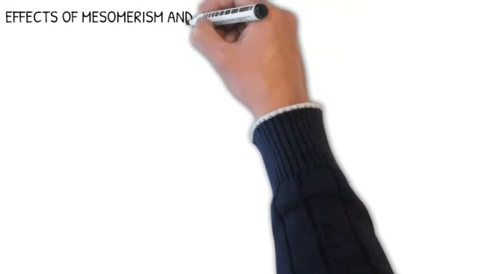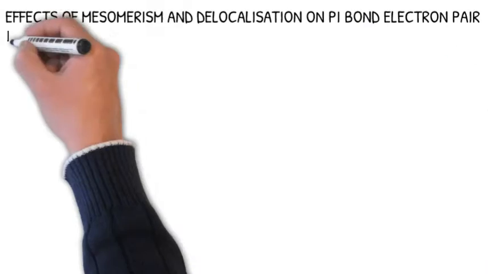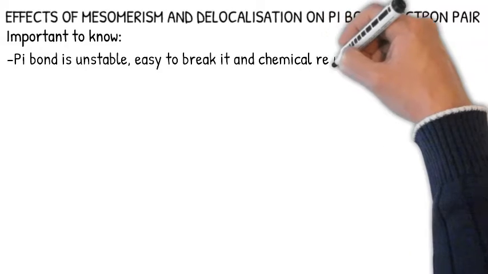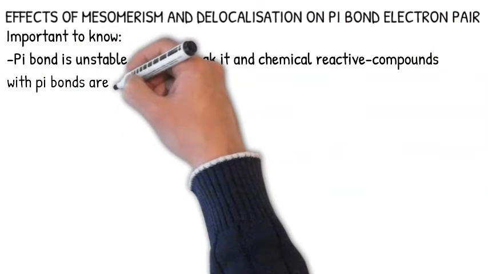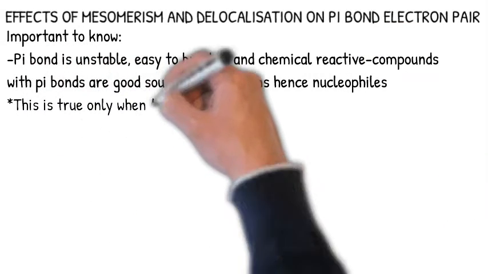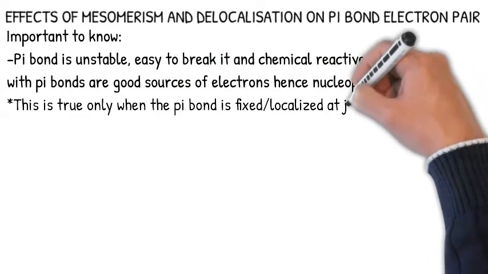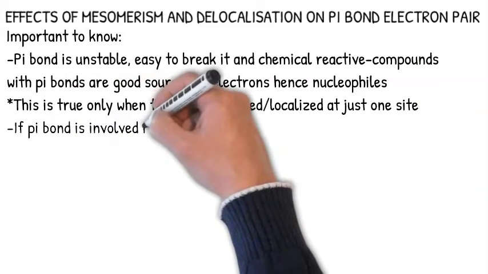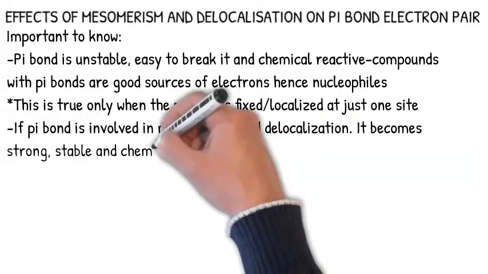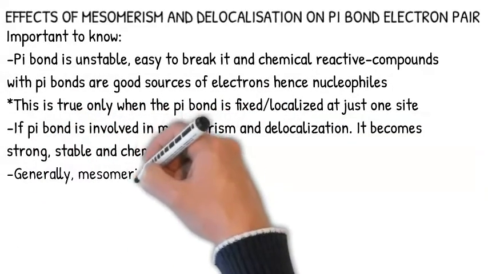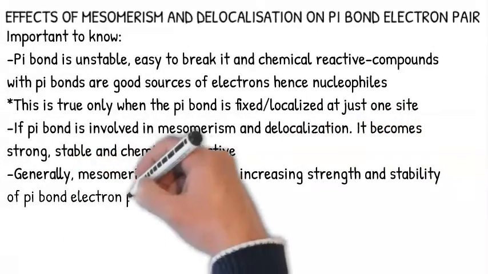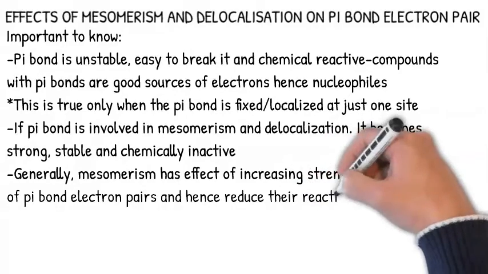Effects of mesomerism and delocalization on pi bond electron pair. Important to know: pi bond is unstable, easy to break, and chemically reactive. Compounds with pi bond are a good source of electrons, hence nucleophiles. This is true only when pi bond is fixed or localized at just one site. If pi bond is involved in mesomerism and delocalization, it becomes strong, stable, and chemically inactive. Generally, mesomerism has the effect of increasing strength and stability of pi bond electron pair and hence reduces their reactivity.